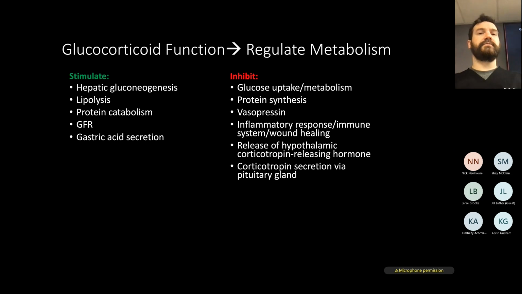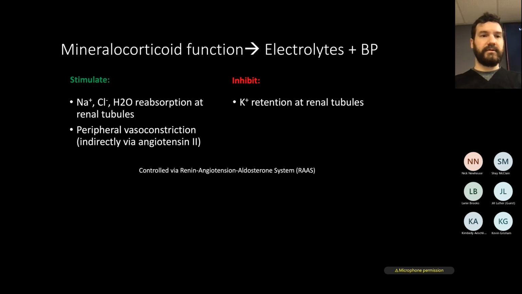In terms of glucocorticoid function, glucocorticoids essentially regulate most functions and metabolism in the body. So it stimulates hepatic gluconeogenesis, lipolysis, protein breakdown, as well as increases GFR and gastric acid secretion. It does inhibit protein synthesis, wound healing, and the inflammatory response. It has a negative feedback cycle with the hypothalamus to prevent more of this hormone from being produced, being cortisol. I'll skip over all that other stuff because we're already behind.